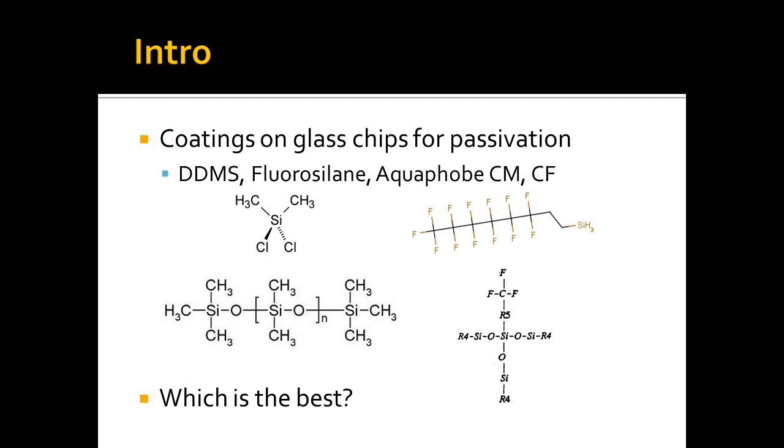We've used 4 different passivating coatings in our glass-based microfluidic devices. Those are dimethyldichlorosilane, DDMS, a longer chain fluorosilane, aquaphobe CM, a proprietary silicone mixture, and aquaphobe CF, the fluorinated counterpart to aquaphobe CM.